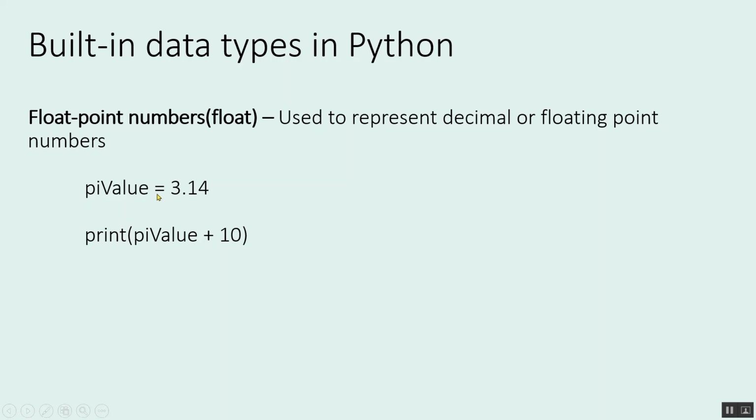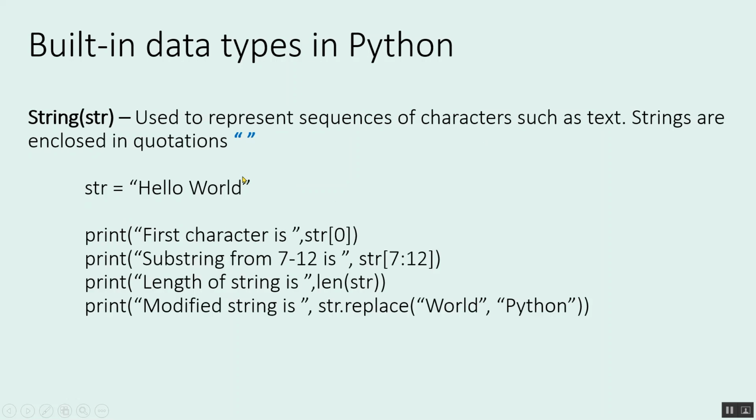For example, this variable pi value. We assign a decimal value to pi value, 3.14. Once we print pi value plus 10, it would add 10 to 3.14, so this would become 13.14. It's just like an integer, but the representation of data is decimal.